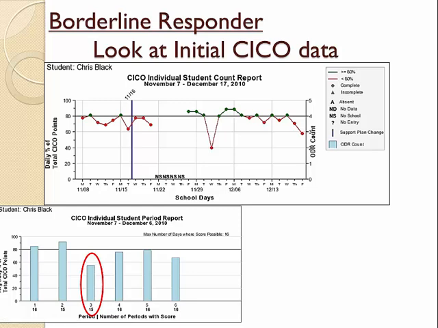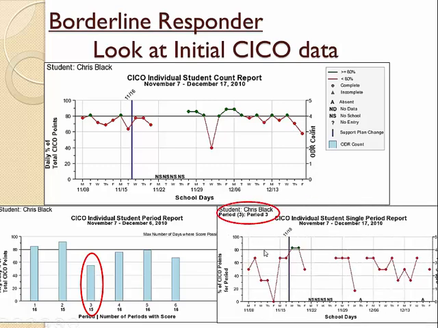Maybe we could even do an incentive specifically for period 3, and if he gets his points in period 3, he'd earn an additional incentive or something to kind of help boost him up. So this is where using data can be really helpful in tailoring how you're going to modify or tweak your check-in, check-out implementation.